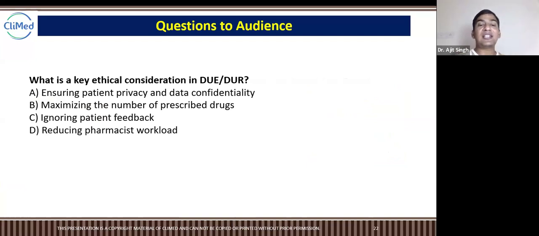What is the key ethical consideration in DUE or DUR? Yes, sir, will his bottle degrade the quality of drugs as the departed from its original packages?